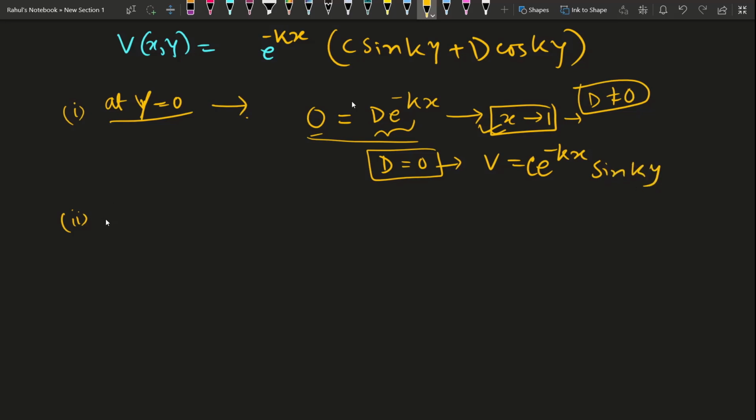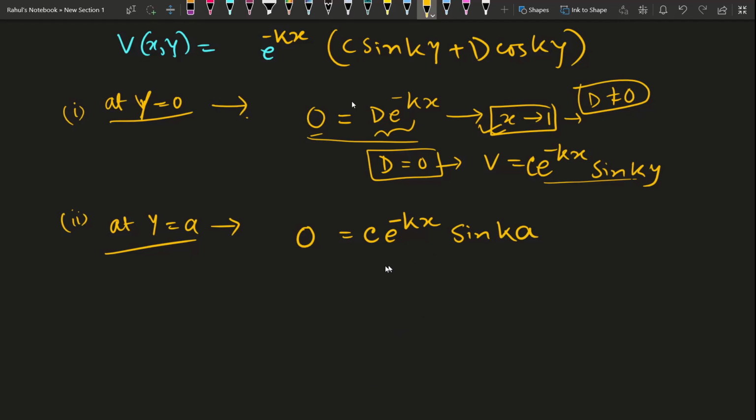Now we will use boundary condition number 2, which is at y equals a, v is again 0. So 0 equals the v right here. So this will become c e to the power minus kx into sin ka.